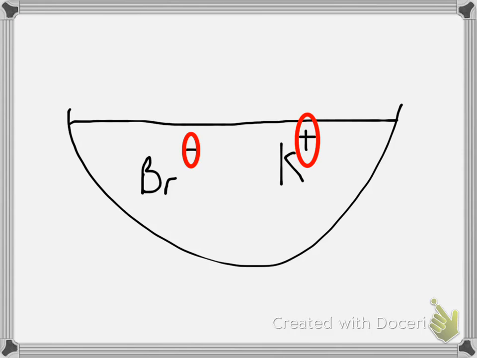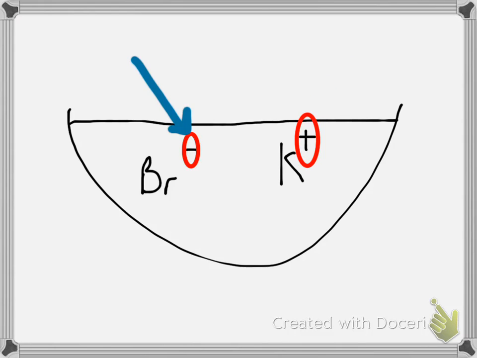How did Br minus form? How did it get that negative charge? Well, it gained that negative charge by gaining an electron. So what we need to do is rip that electron away. We need to add an electron back here. We need to remove an electron on the left-hand side.